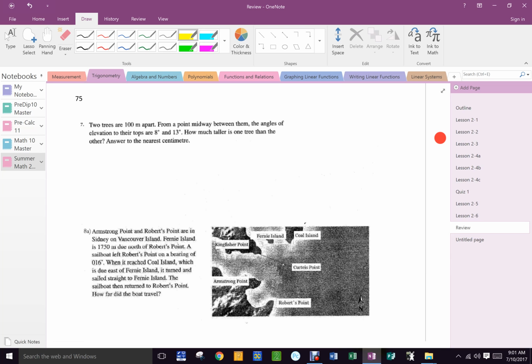Two trees are 100 meters apart. Whoa, wrong pen. Two trees are 100 meters apart. From a point midway between them. So how far is this side? 50. How far is this side? 50. There's two trees.